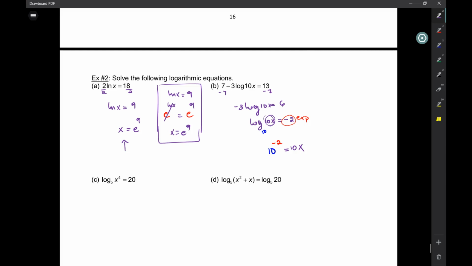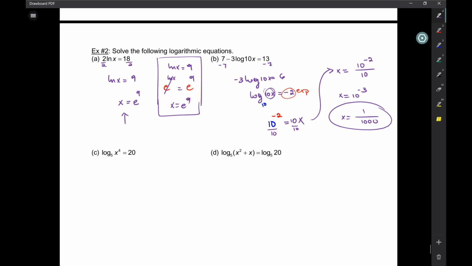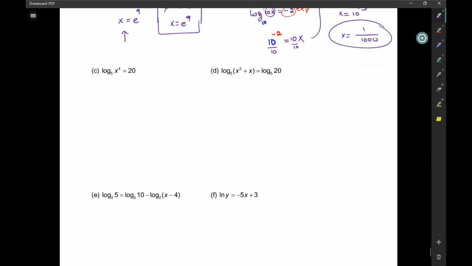All right. So now divide by 10, divide by 10. x is 10 to the negative 2 over 10. How much is that? 10 to the negative 3. But we don't like negative exponents. So 1 over 1,000. Okay? All right. Here, one more time.